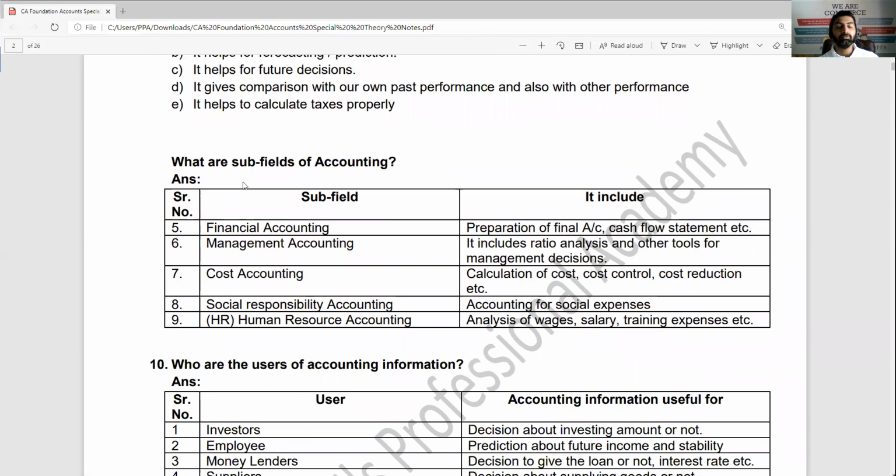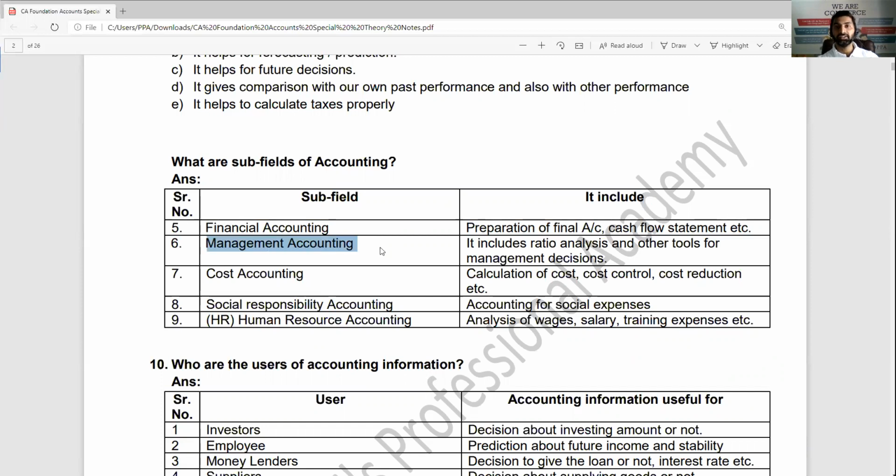Now the next question can be, what are different subfields of accounting? Subfields means accounting and its different spheres where the accounting data is used. First is financial accounting, that is preparation of trading account, P&L account, balance sheet, cash flow statement and all that.